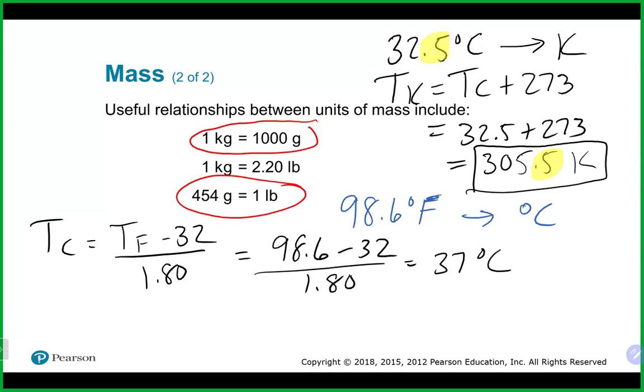Should that be the right answer in this case? The answer is no, because our original number went to how many decimal places? 1, which means when we convert this, we really should call this 37.0 degrees Celsius and take it to 1 decimal place. So if you're just doing temperature to temperature conversions, all you're doing is changing the units. Always make the converted number look like the original number. If we were doing something like 98, then we could have left it at 37 when we converted it. Any questions on those?